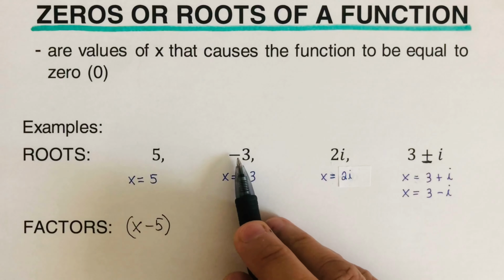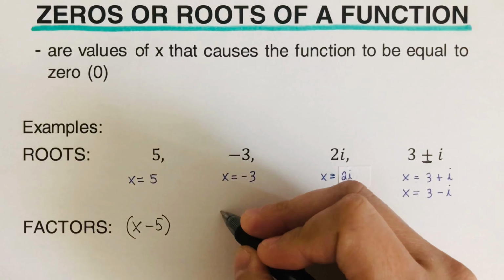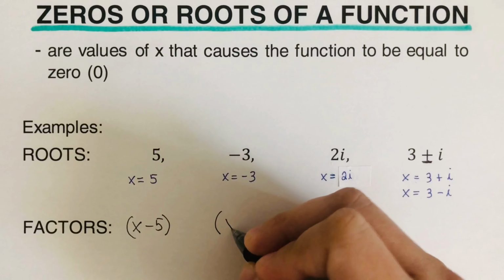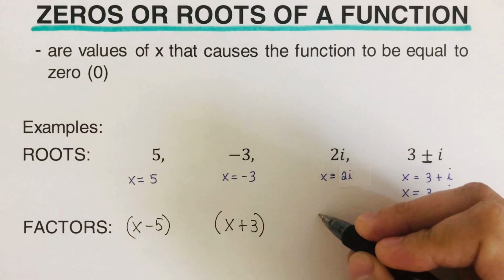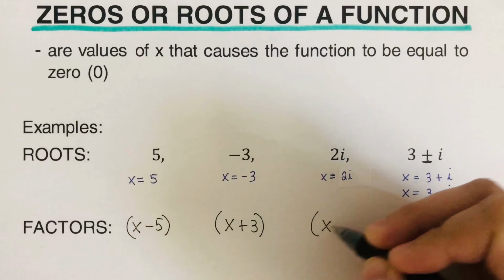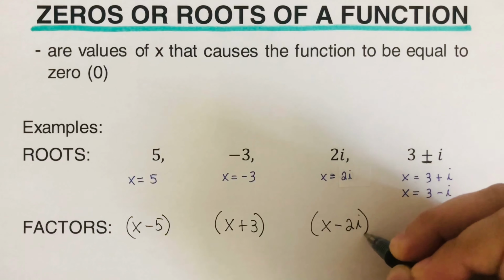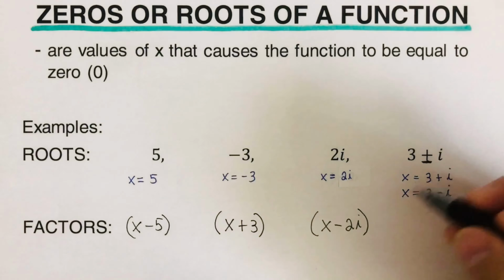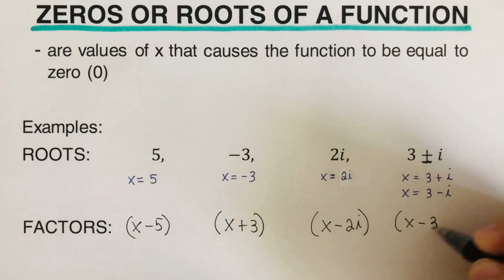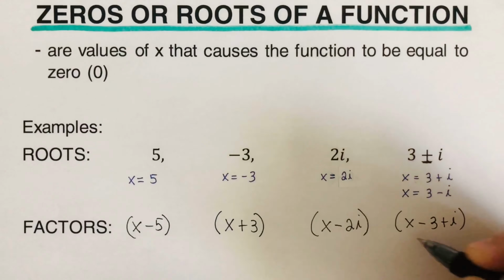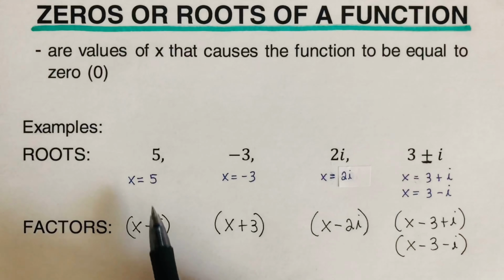In this next root, we can write this as x plus 3. And this one can be written as x minus 2i. And this one in factored form, we can write as x minus (3 plus i). And the other one is x minus (3 minus i). So this is how we change the roots into factored form.